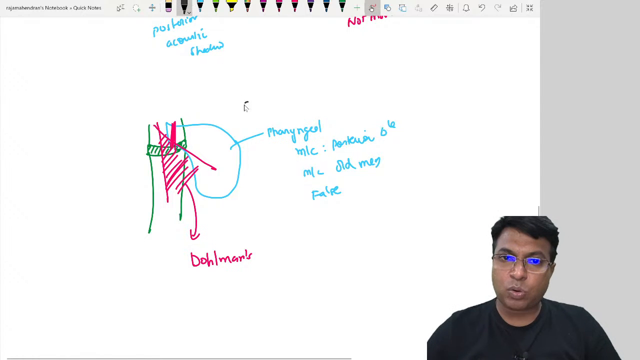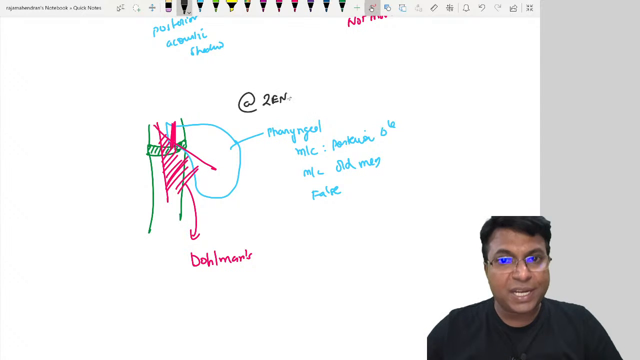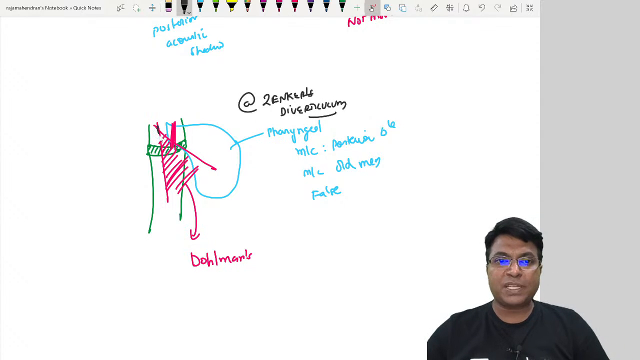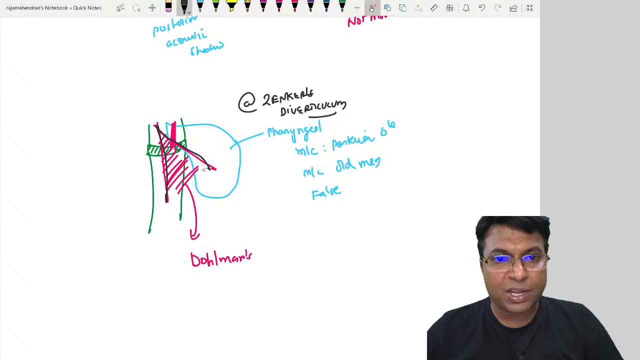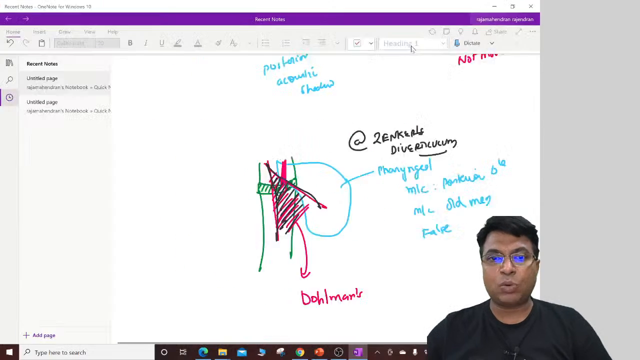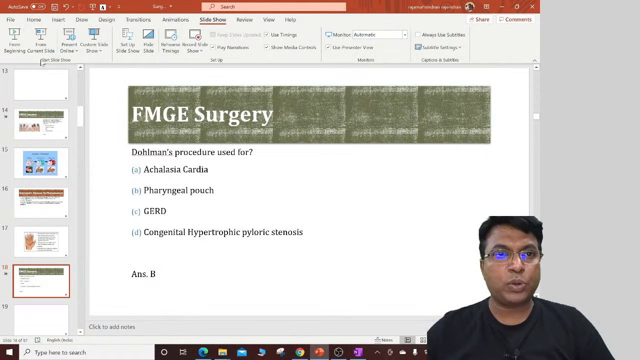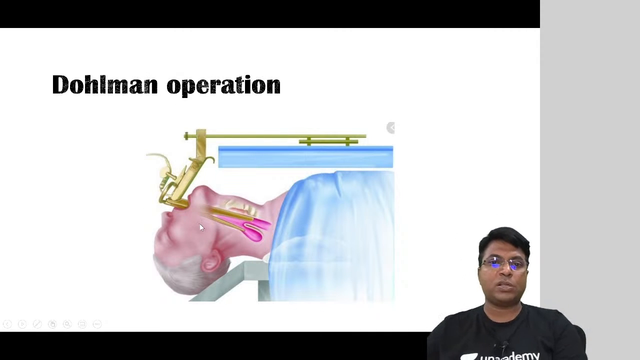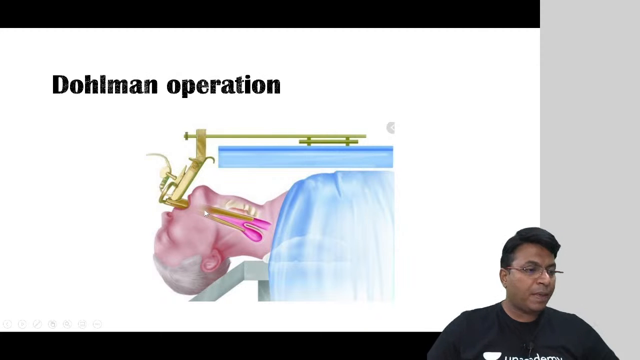Yes, very good. It is also known as Zenker's diverticulum. Actually, it is known as Zenker's. Very few people call it a pharyngeal pouch. Most of us call it only Zenker's diverticulum. So Dolman's operation is between the diverticulum and the esophagus. We make a stapling, and that is known as Dolman's operation. I'll show you that image. This has also come as a picture-based question.